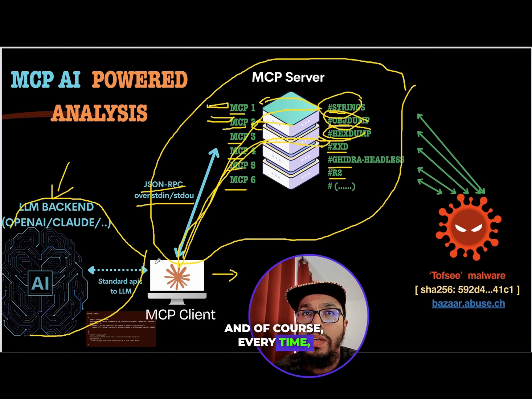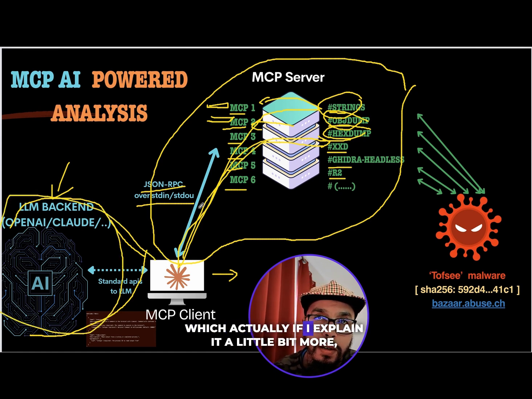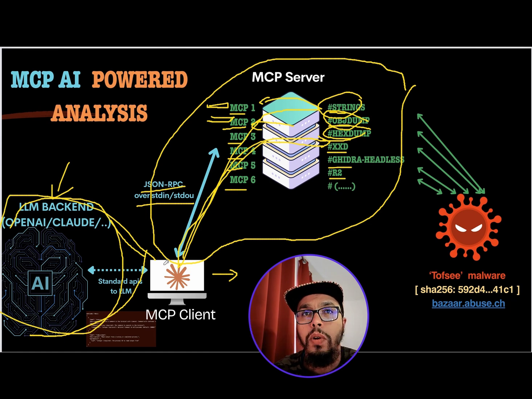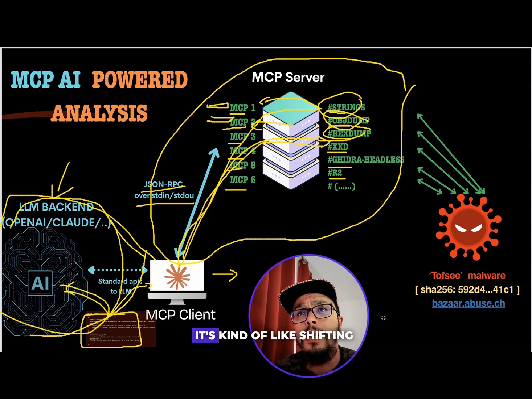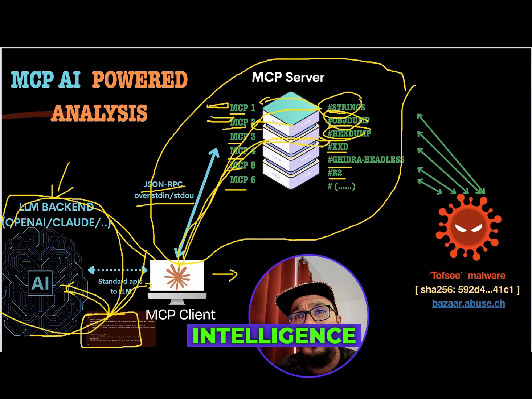And of course, every time it uses the AI in the background, which, if I explain it a little bit more, it gets these outputs, makes its own big prompt, sends it to the AI, gets it back, and brings it to the client. So what we did here, pretty much, is kind of shifting the intelligence to the AI.